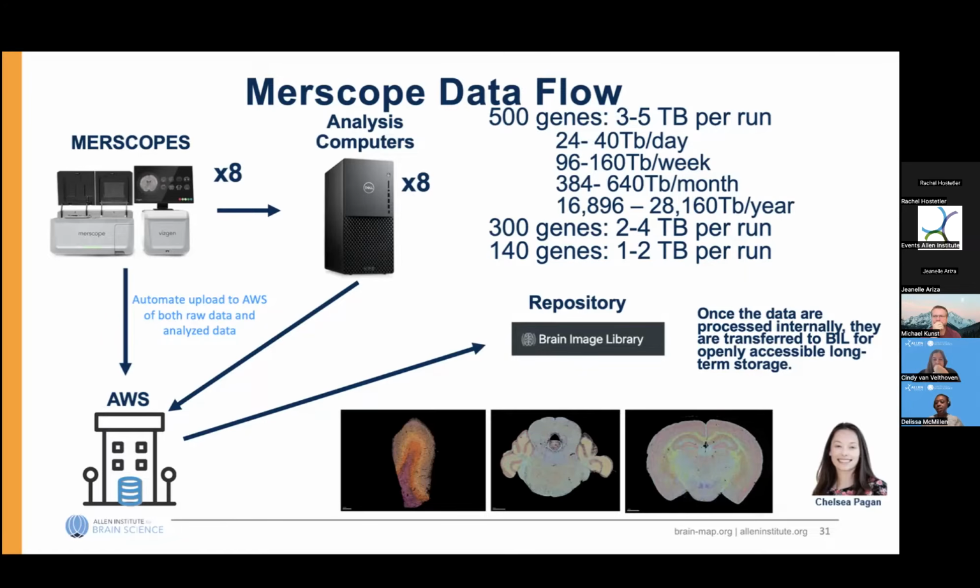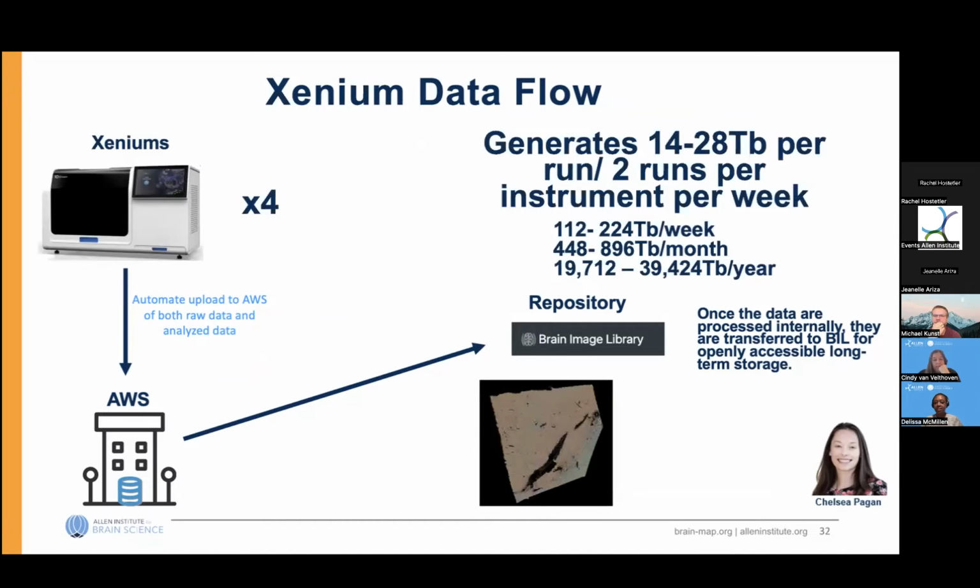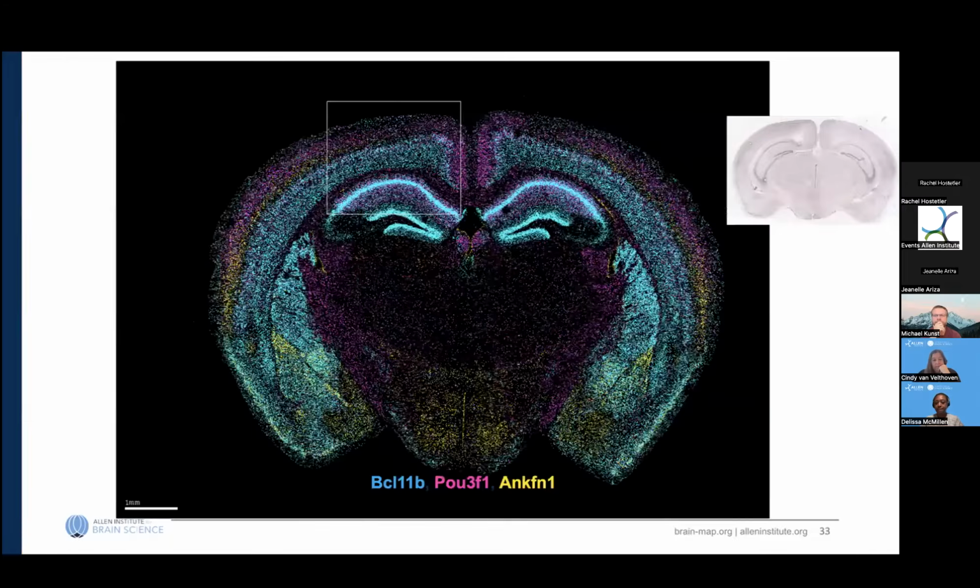My team, we imaged up to 28 samples per week on the MERScope and about 16 on the Xenium. So we need this constant flow. And this is basically the flow with the Xenium process. As I say, we do up to 16 runs a week, 2 runs per machine. So it's critical that we get the data moving quickly.